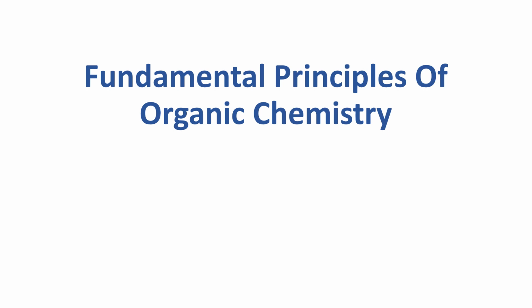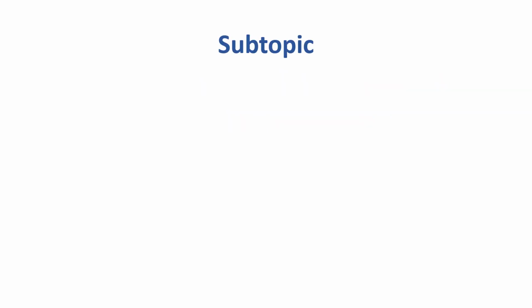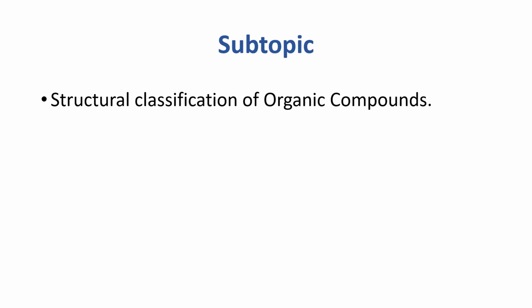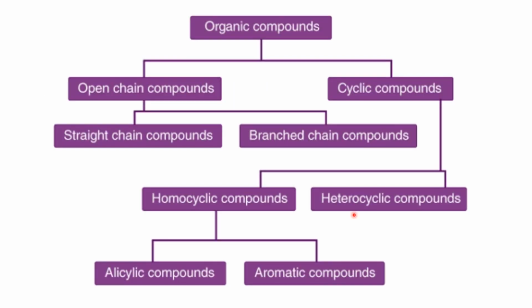The topic we are going to discuss is fundamental principles of organic chemistry, and the subtopic is structural classification of organic compounds. So in the lecture, we are going to study the cyclic compounds and their further classification. Cyclic compounds are classified into homocyclic compounds and heterocyclic compounds. Homocyclic compounds are further classified into alicyclic compounds and aromatic compounds.